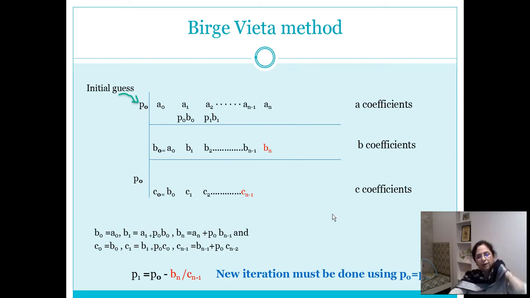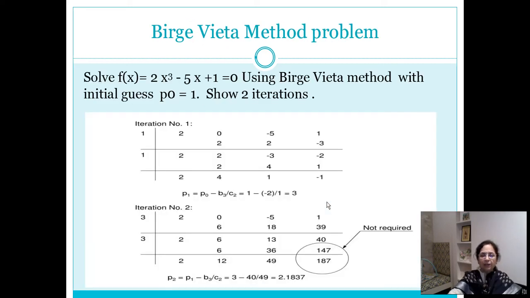Okay, so if you have understood this, we can check how this method can be used by considering the numerical. Now let us solve 2x cube minus 5x plus 1 equal to 0 using Bairstow-Vieta method, and the initial guess value is given to be 1. Show 2 iterations. So 2 iterations are shown here.